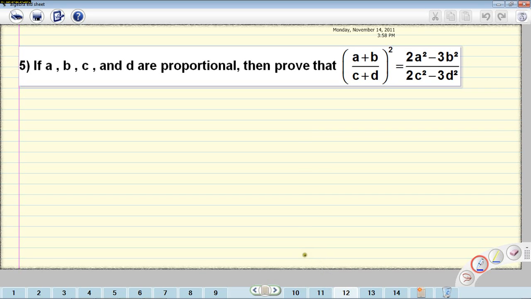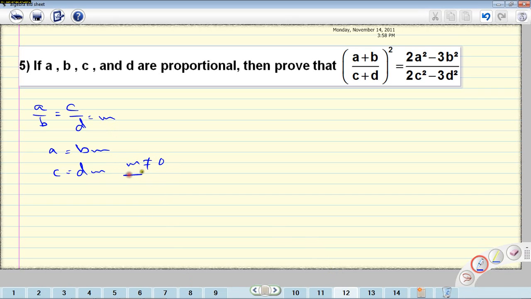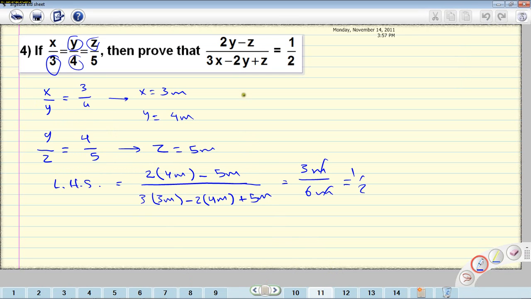A, B, C, D are proportional. Prove that. Something like this, sure, will come in the exam. A over B equals C over D equals M, which means that A equals BM and C equals DM. And please don't forget to write M doesn't equal 0, and put it here also, please. M doesn't equal 0. This is very important. Here's also M doesn't equal 0.